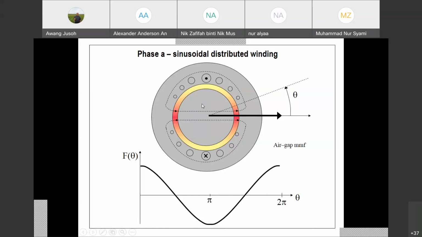And this is the flux produced by phase A. You can see the flux produced by phase A. And in terms of the flux, just now you can see this one. Theta degree. Relationship between phase, this one.